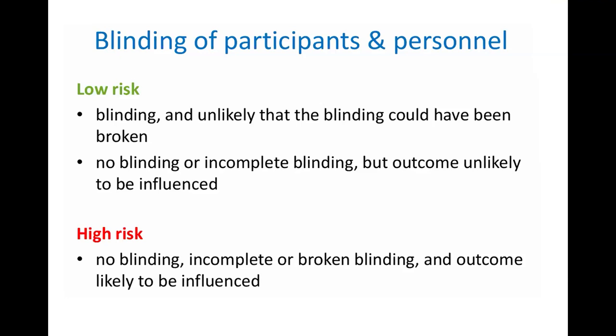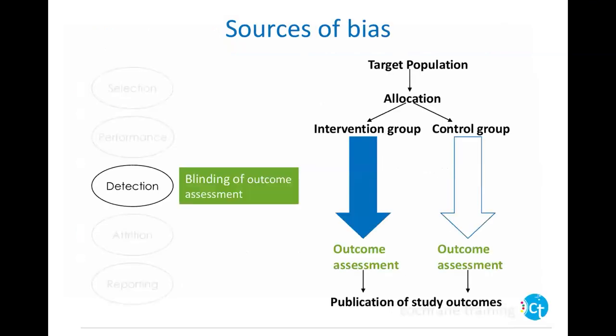Then no blinding or incomplete blinding, but the outcome is unlikely to be influenced. In that case also it is low risk. And what is high risk? No blinding, incomplete or broken blinding, and the outcome likely to be influenced.